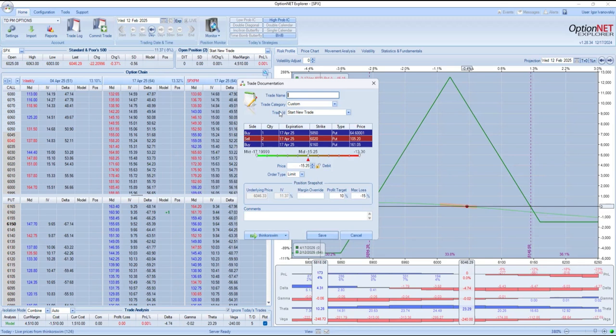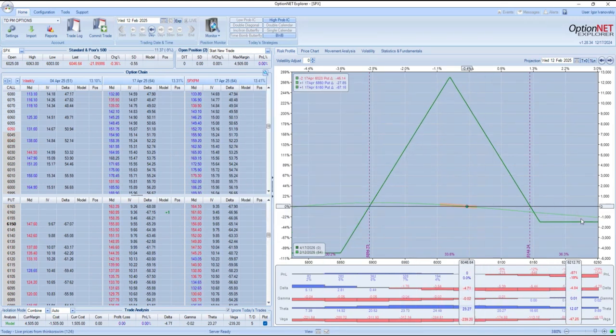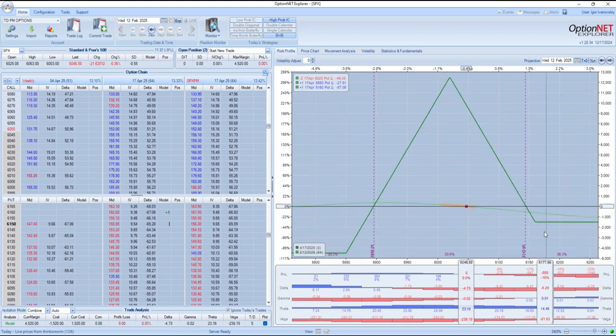Our Reg T margin, 30 difference between these two widths plus $15 debit. That's a $4,500 risk on the downside. We have a $1,500 risk to the upside. Our net delta to start is not -1, it's actually almost -5. So we're taking a little bit more of a directional risk. Our theta has increased as well. And so did the volatility.